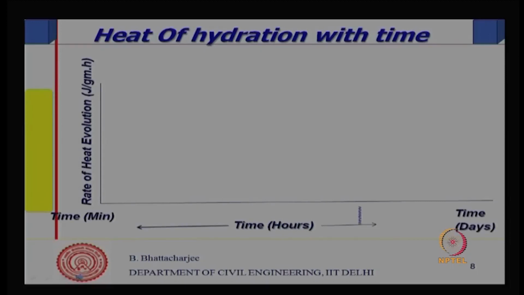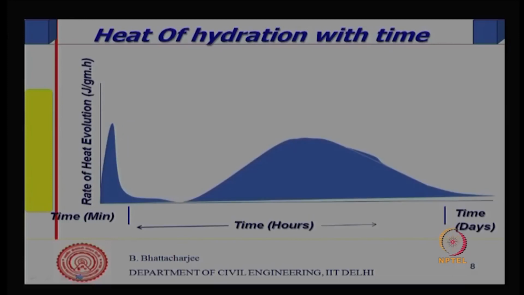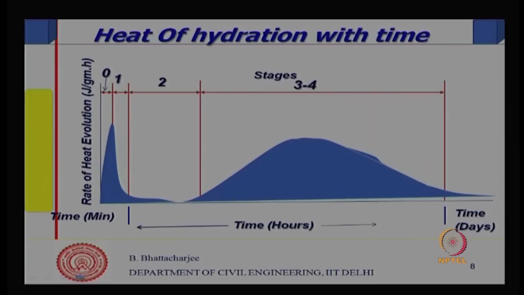Well, initial phase is of course in minutes, then in hours, then in days. Now, if you look at it, this is how the heat of hydration would look like. You have a peak right in the beginning, quick initial dissolution period, followed by rate gets reduced down, then rate picks up again, and then the small hump here, and that it follows that way. So, the stages I can say, first is stage 0, followed by stage 1, stage 2, 3 and 4 and 5.